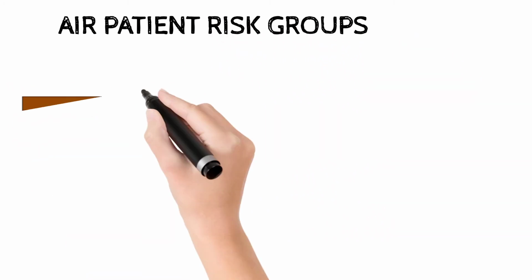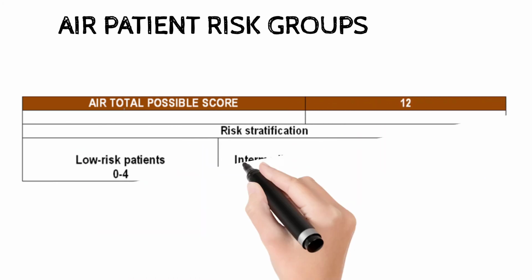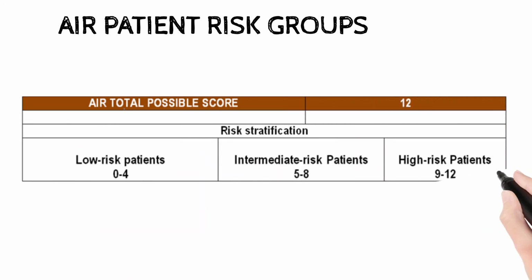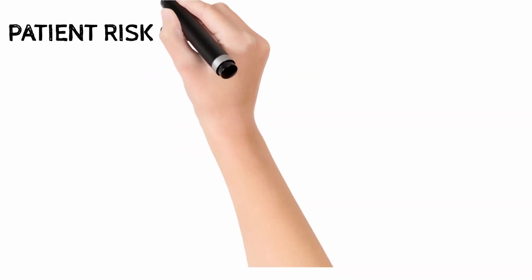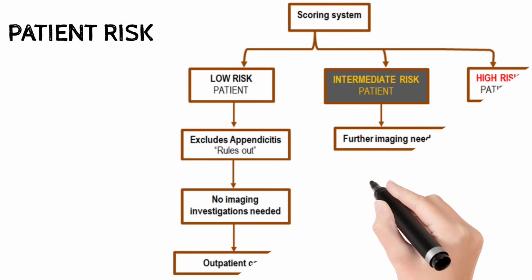Now we're going to look at risk stratification of patients. Patients are stratified into 3 risk groups: low risk patients, intermediate risk patients, and high risk patients. Low risk patients score 0 to 4, intermediate 5 to 8, and high risk patients 9 to 12. This risk stratification helps the clinician as to which steps he must take with regards to the patient care.